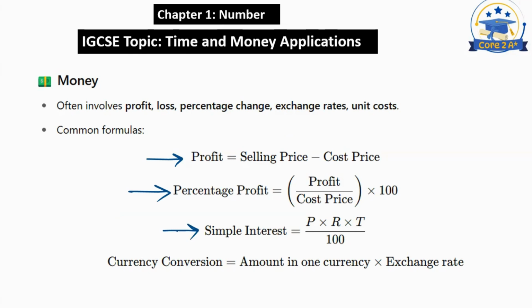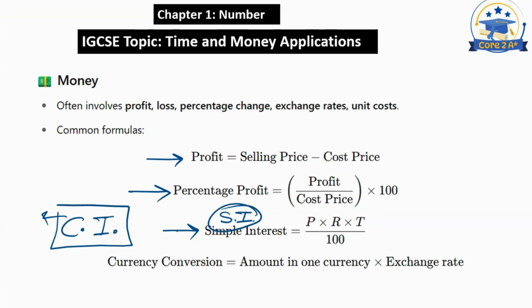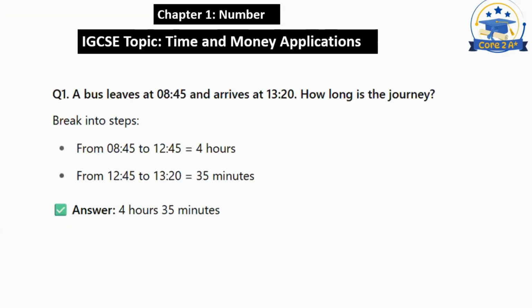Third one, simple interest. You could also say SI. SI means PRT over 100. What is the P? It is the principal amount. R is your rate. T is your time. We have another interest, that is CI. CI means compound interest. But we will talk about this CI in another class. For now, we will discuss only SI, right? Next, let's solve some questions so you will understand better.